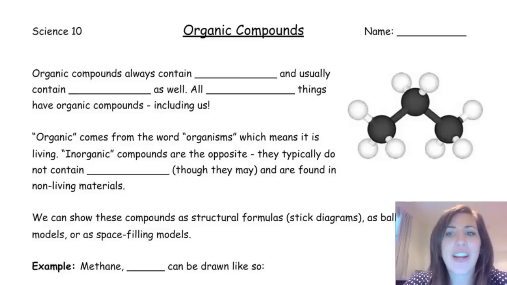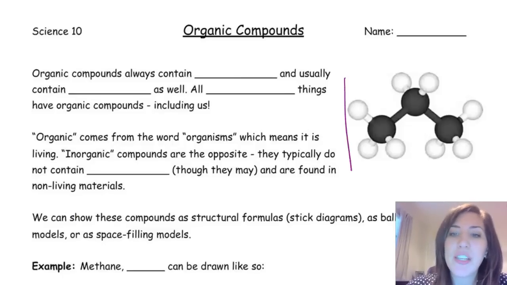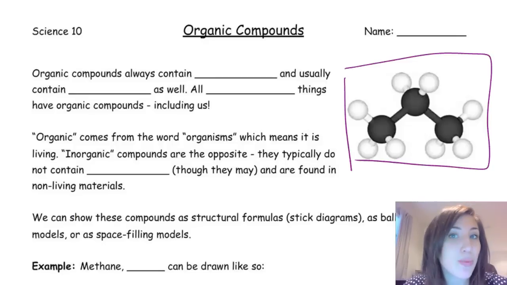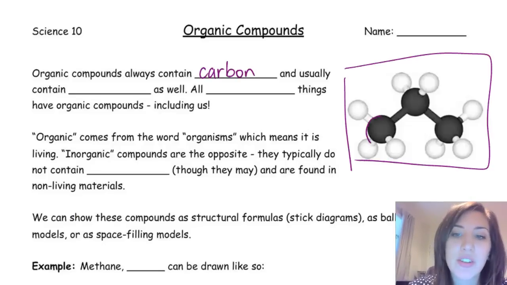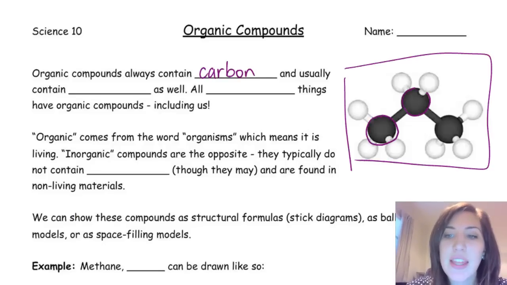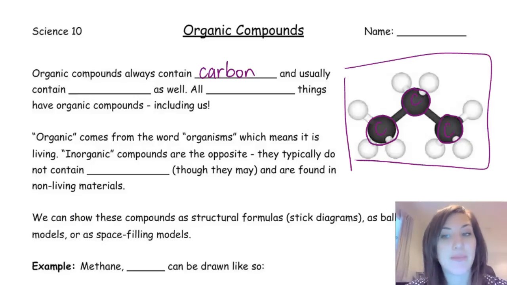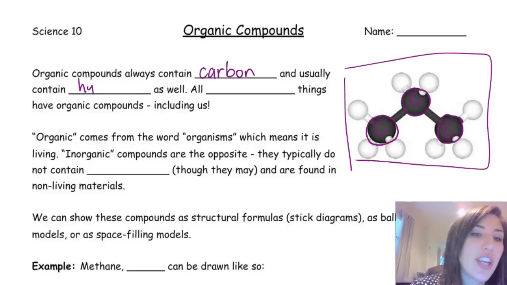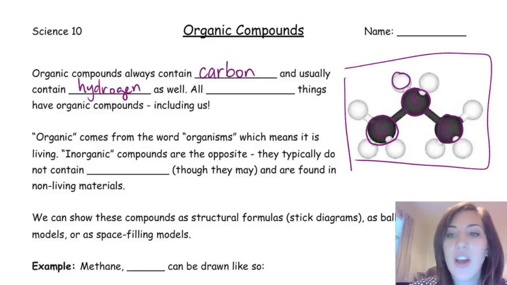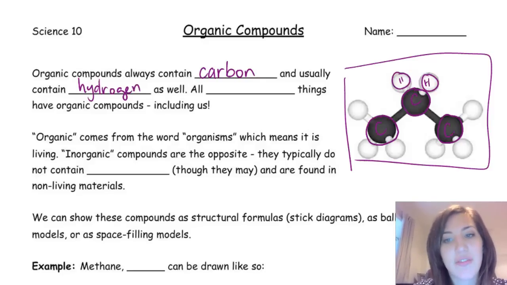So, what are organic compounds? Here is a picture of one way to represent an organic compound, and organic compounds will always contain carbon. So these black circles, or the dark ones on your papers, are all carbon atoms in that molecule. They also usually contain hydrogen as well. So these white little circles are all hydrogens here.